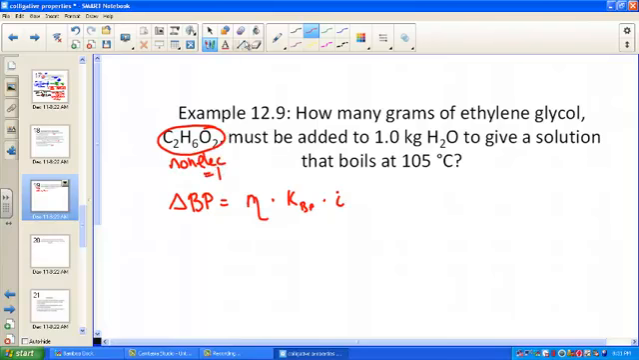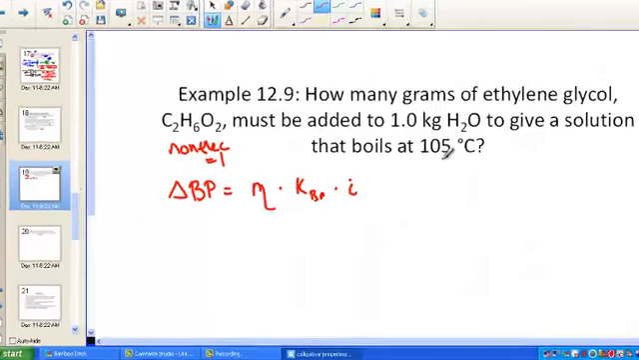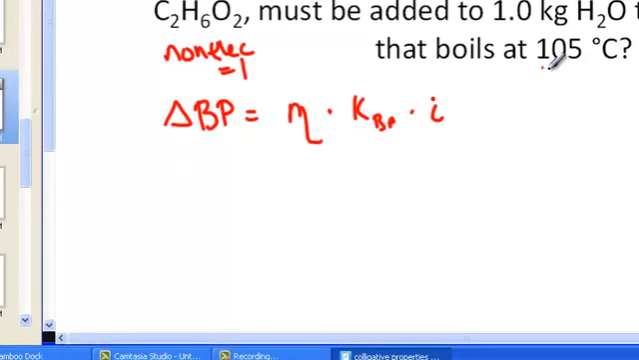It does not dissociate. So since the Van't Hoff factor is 1, some texts will just drop it out. I like to be consistent and write that little Van't Hoff factor, the number of particles that dissociate, even if it is a 1, just to set the habit of counting. Water normally boils at 100 degrees. It's now boiling at 105. How much should it change by? Well, I can see it elevated by 5 degrees Celsius. Alrighty.